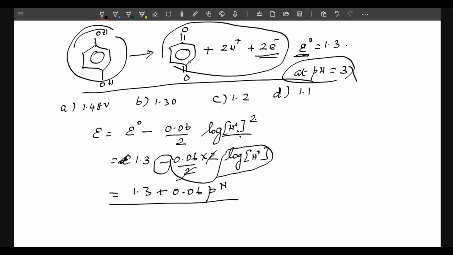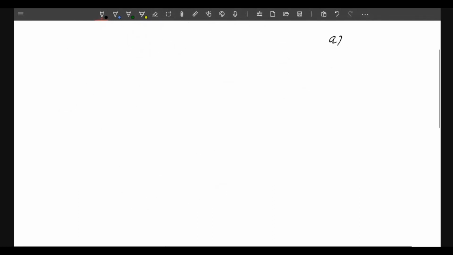And it is coupled with the saturated calomel electrode, which is acting as the anode. The cell EMF is found to be 0.16. Find out the pH of the solution. Option A, 3, B, 4, C, 5.6, and D, 5.7.